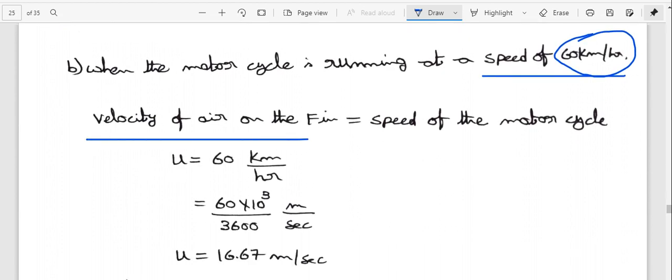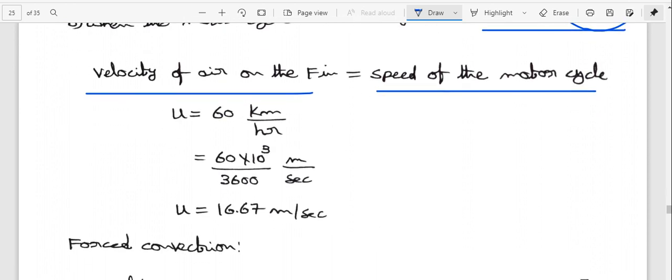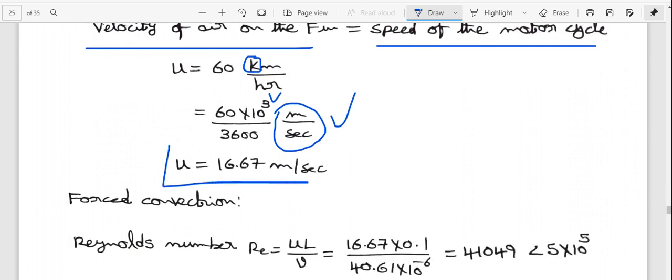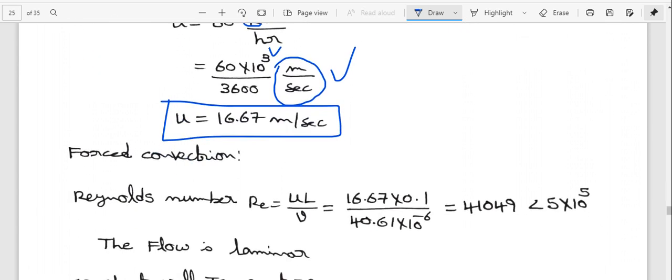So velocity of air is equal to speed of the motorcycle. So velocity U is equal to 60. What is the speed of the motorcycle? 60 km per hour. Kilo means 10 cube and hour means 3600. After converting these values, the units are meter per second. So this is the velocity value. We need to calculate forced convection from this U value.